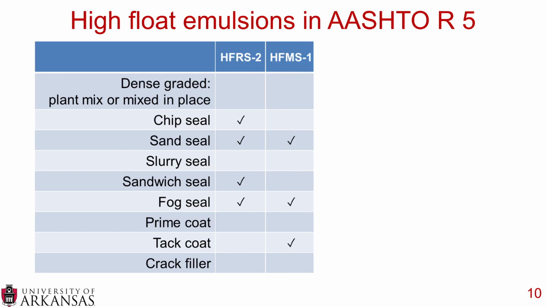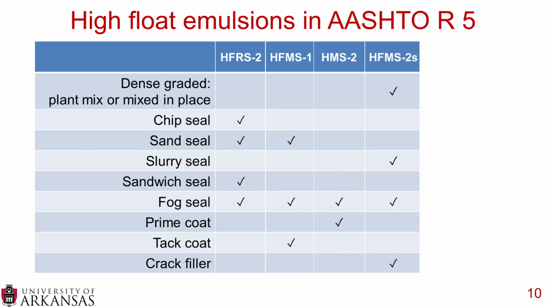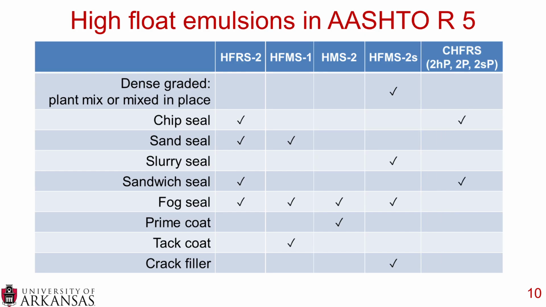And HFMS-1, a high float anionic medium set low viscosity, can be used in a sand seal, fog seal, and tack coat. And HFMS-2, I forgot the F there, I apologize, can be used in a fog seal or prime coat. And HFMS-2S, so that has a solvent in it, can be used in dense graded, slurry seals, fog seals, and crack filler. And then finally the CHFRS, this can be a -2HP, a -2P, or a -2SP, is a chip seal or a sandwich seal.